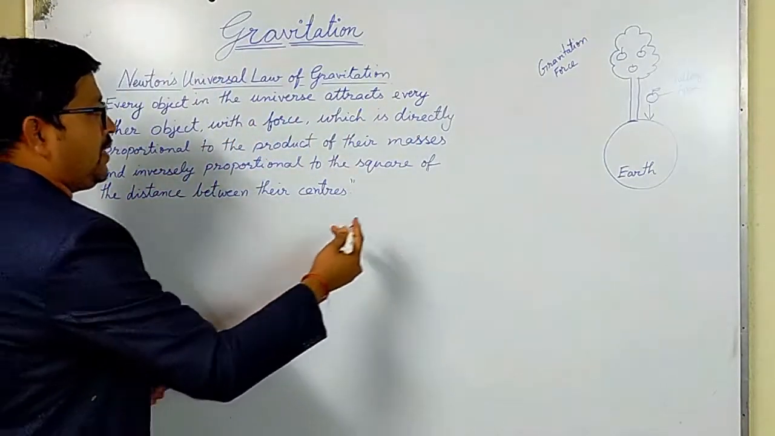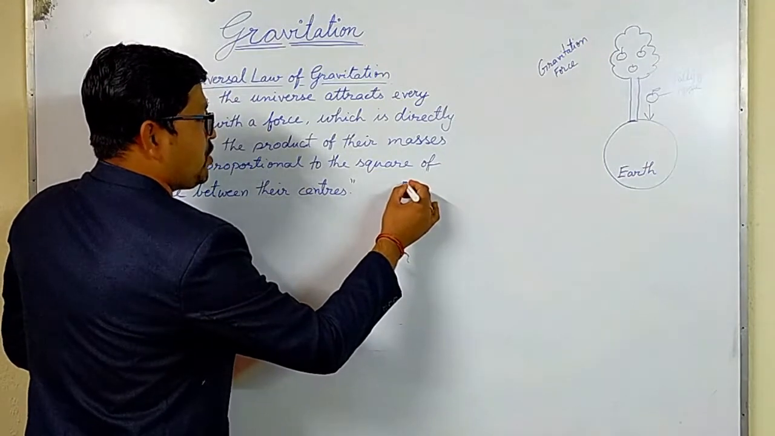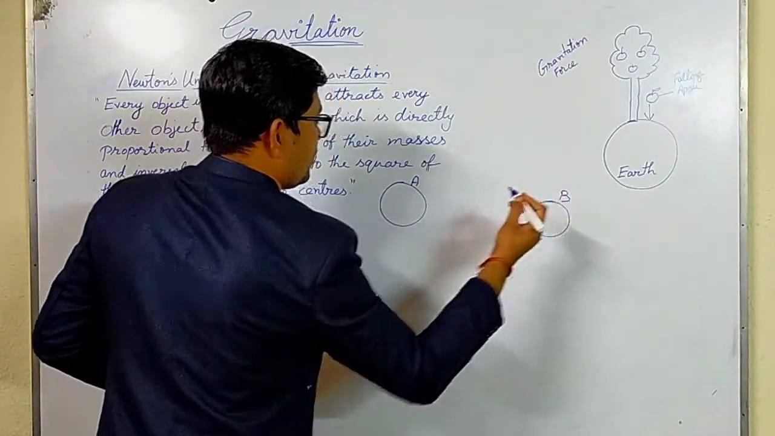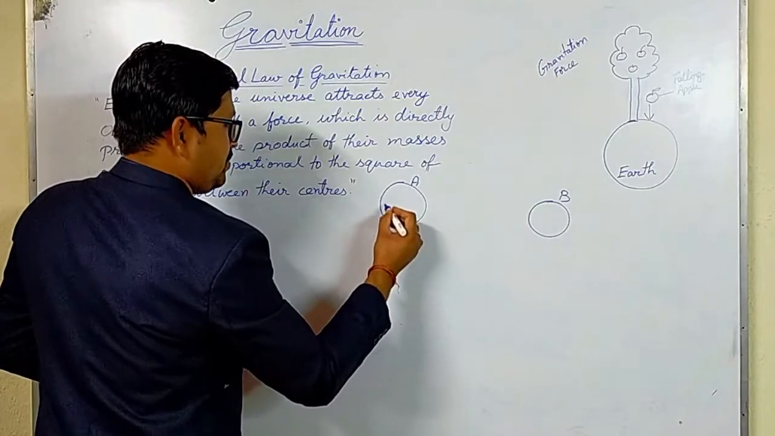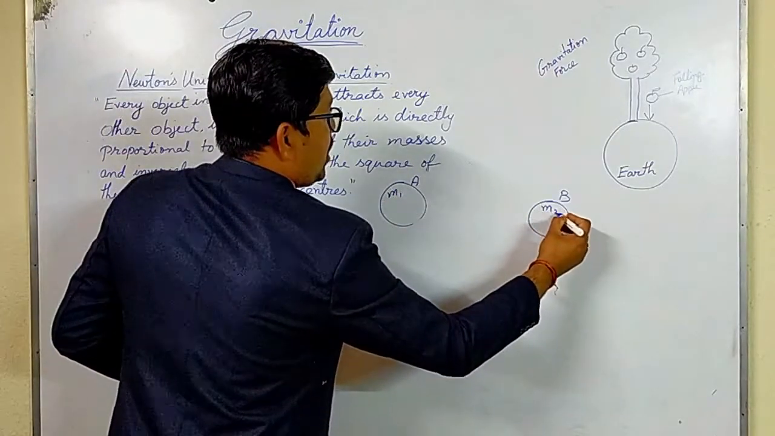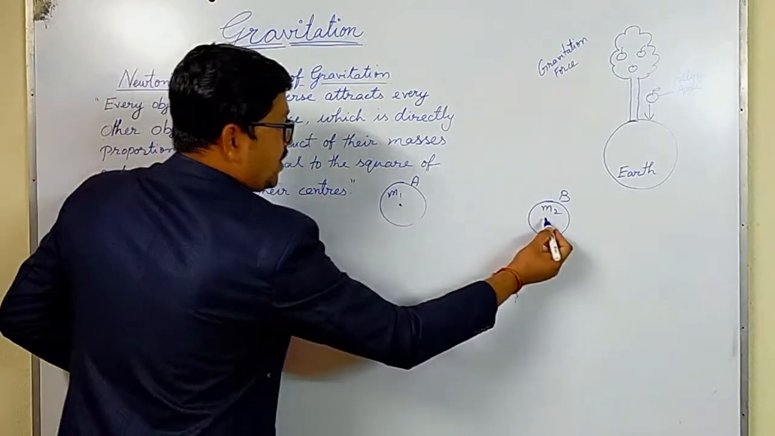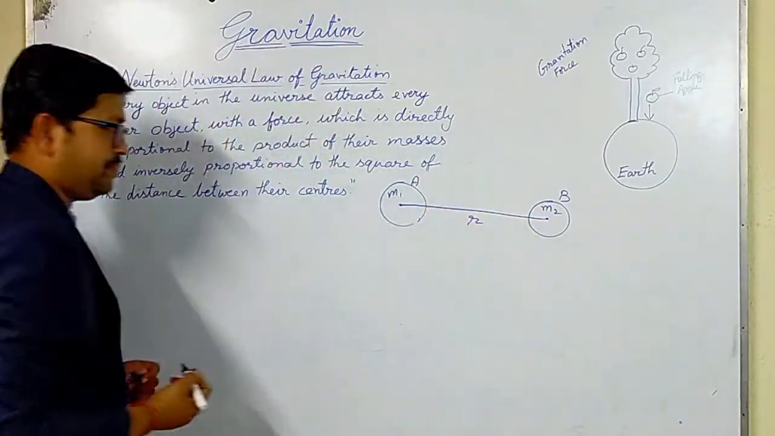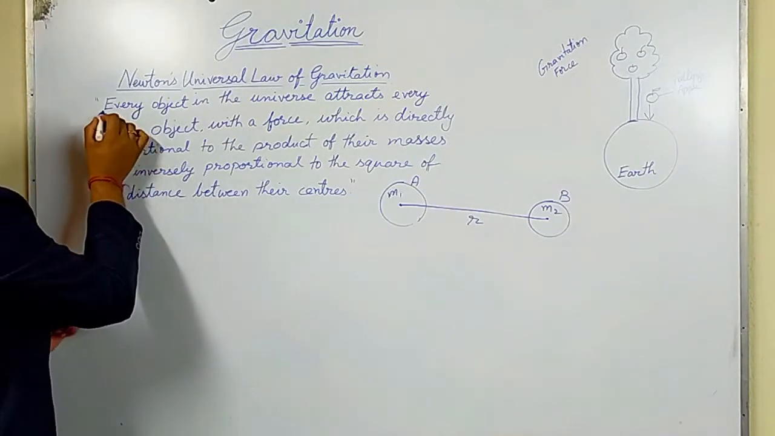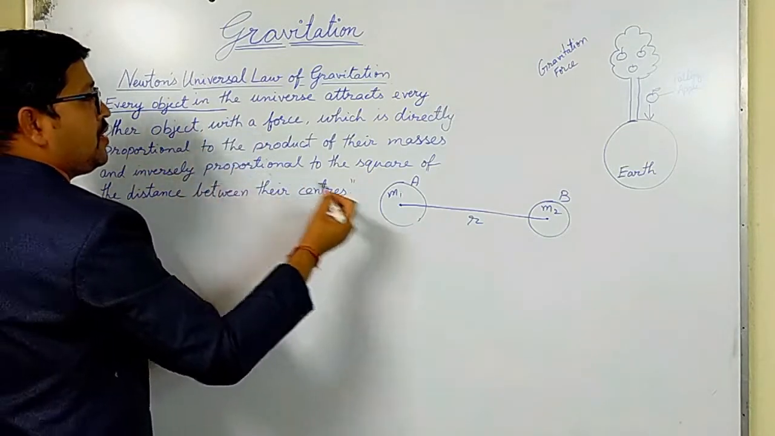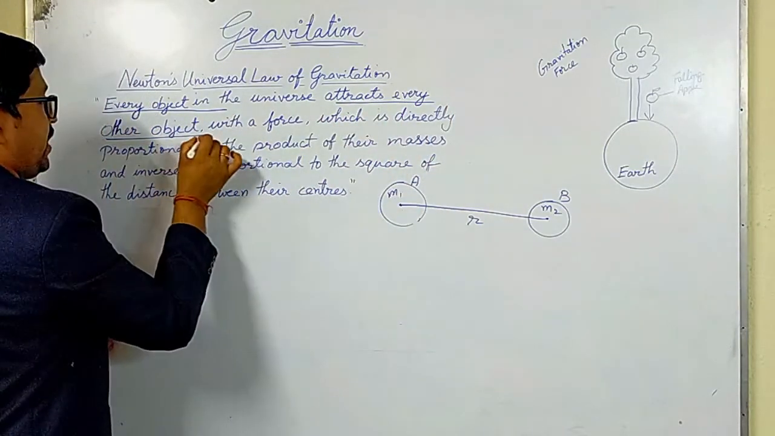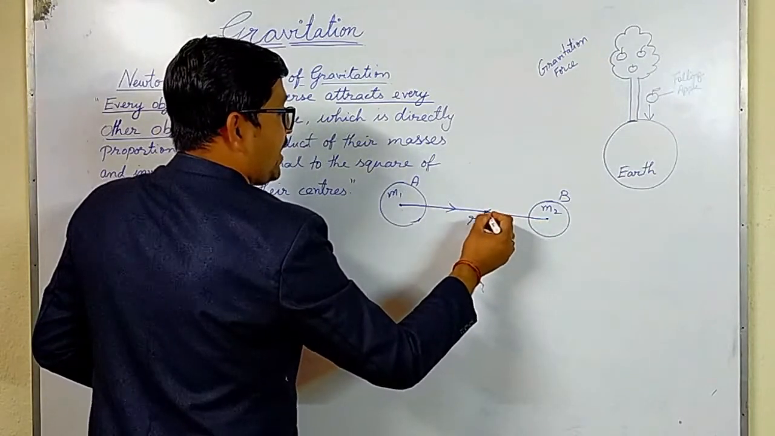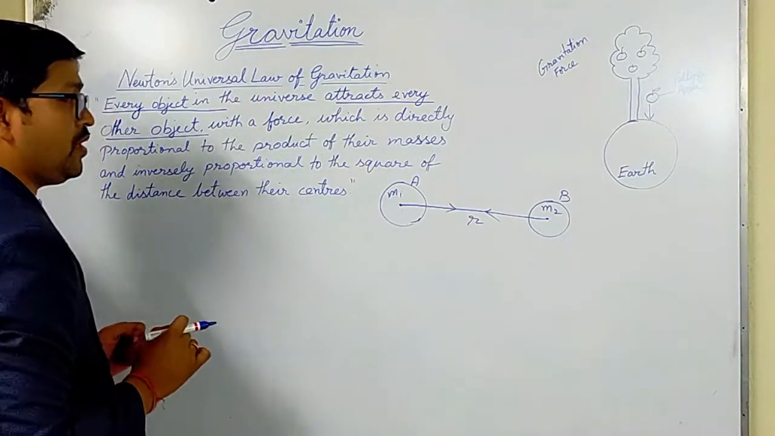Now, let us try to understand this law with an example. Suppose we have two objects, object A and object B. The mass of object A is m1 and the mass of object B is m2. This is the center of the two objects and the distance between these two centers is denoted by r. So, the law states that every object in the universe attracts every other object. So, object A is attracting object B as well as object B is attracting object A. Both are attracting each other with what?